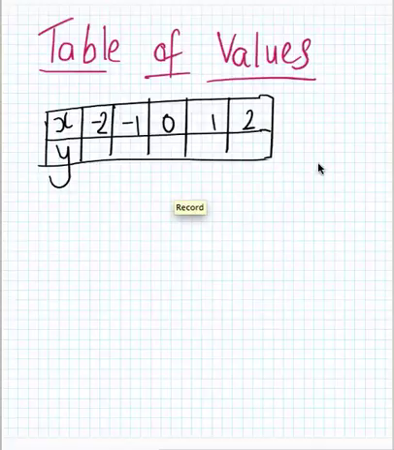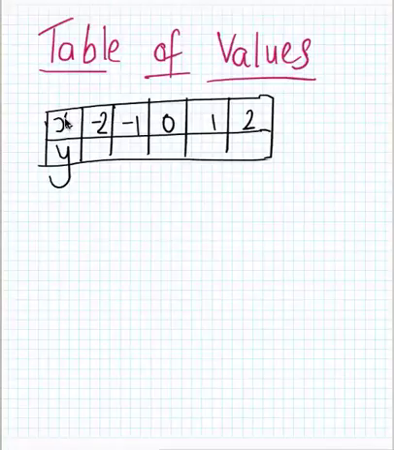Hi, so this session will be on looking at a table of values. Now, a table of values is something like this, and it's used to basically draw a straight line. There are different methods we can use to draw a straight line when given an equation, and a table of values is one of those methods.